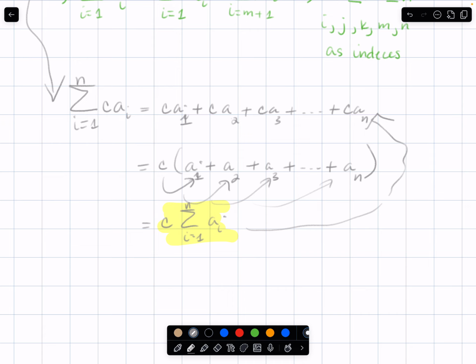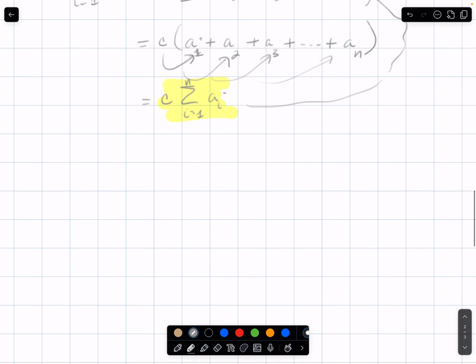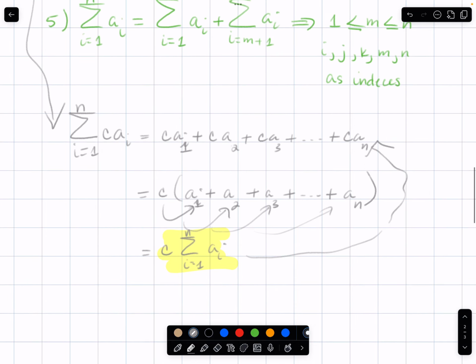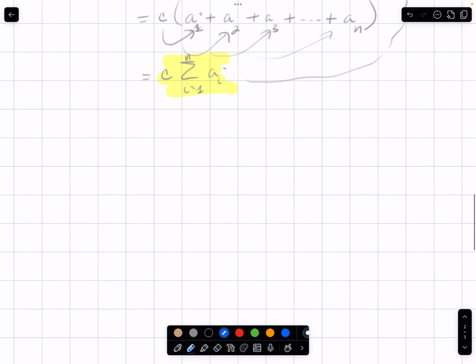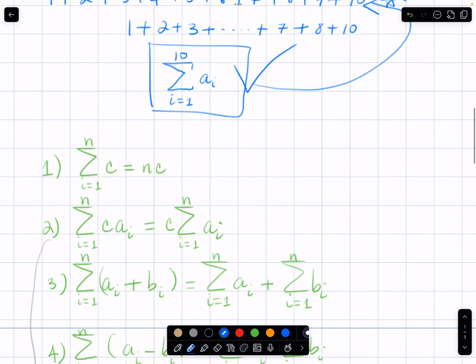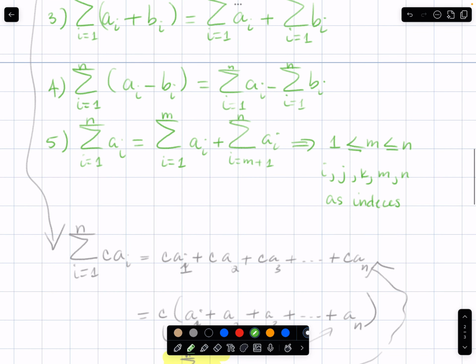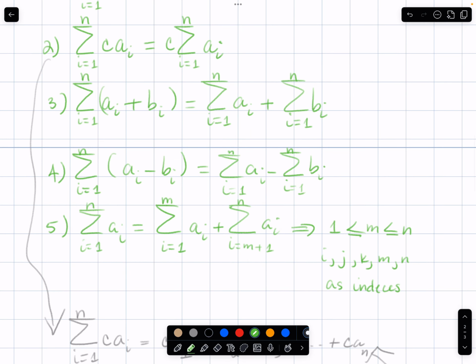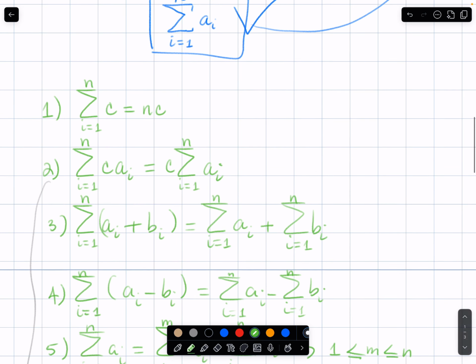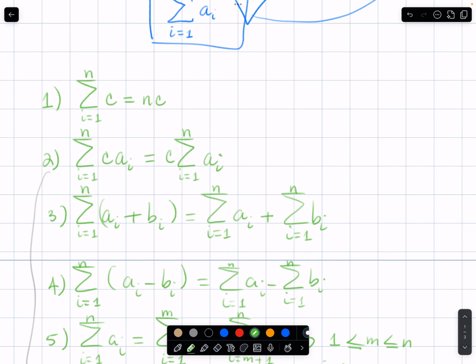So as math people, we have to work in a smart way. Anyway, I just wanted to prove one of them. We don't have time to prove all of this, but those were properties of sigma notation. Basically, these are some rules or properties of sigma notation. Other things we have to memorize.